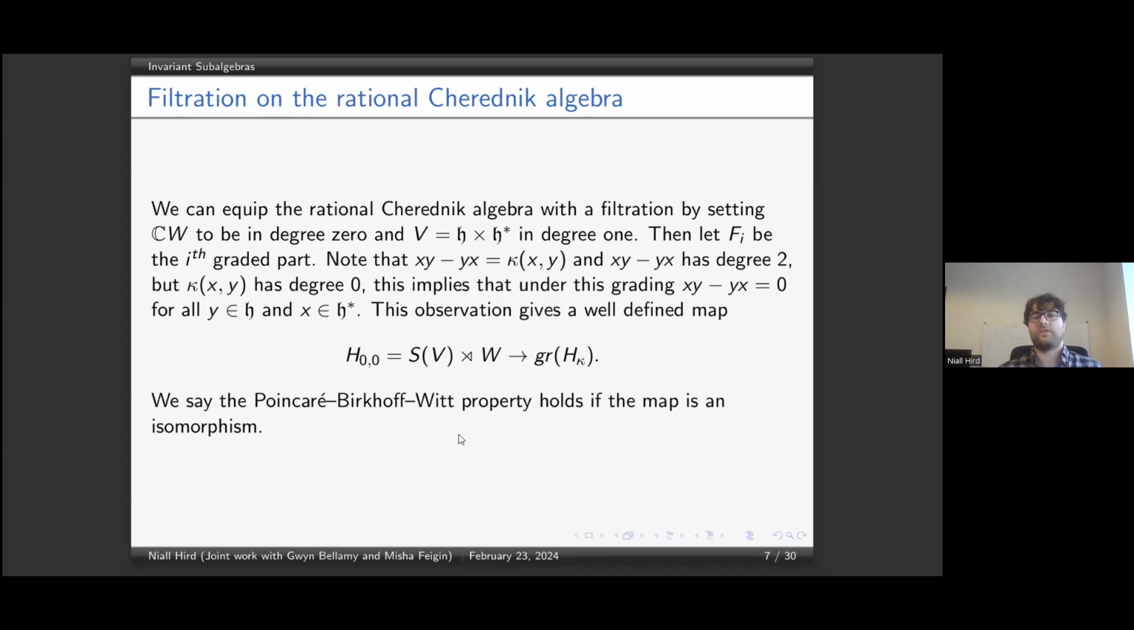Because we're in the associated graded now, it turns out the commutator xy minus yx is equal to 0. So to see this, xy minus yx is equal to kappa. That's just from the defining relations of the rational Cherednik algebra. And on the left-hand side here, xy minus yx, both of these terms have degree 2, so this whole thing has degree 2. But on the right-hand side, kappa is entirely contained inside the group algebra, right? And the group algebra has degree 0. So the only way that these can be equal is if they are equal to 0.